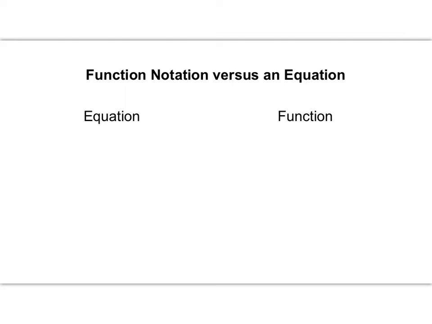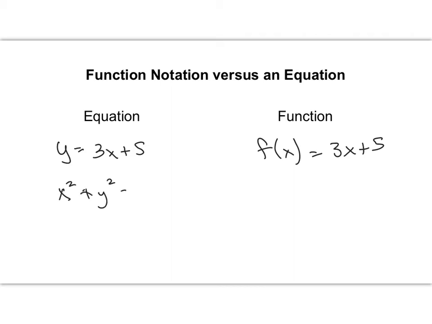For functions, we have special notation. A regular equation could look something like this: y equals 3x plus 5. If I have a function and I want to use function notation, we would do f of x equals 3x plus 5. An equation doesn't necessarily have to be a function. If you know the equation for a circle, it's x squared plus y squared equals r squared. That's an equation, but it's not a function.